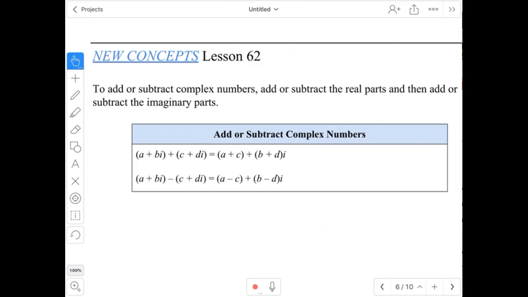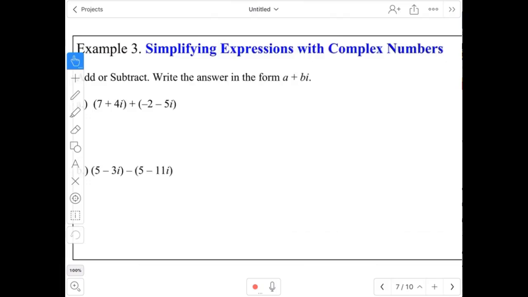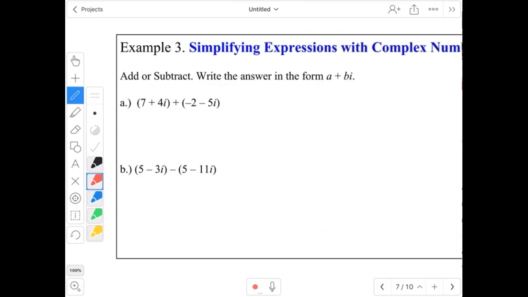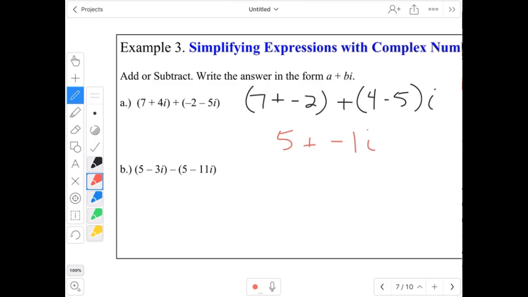So let's take a look at some of those. For the first one, I'm going to add the real parts. So that's going to be 7 plus negative 2. Then I'm going to add the imaginary parts. 4i, or I guess they had it as 4 minus 5i. So we would have 5 plus, looks like a negative 1i, or 5 minus i would be our complex number there.